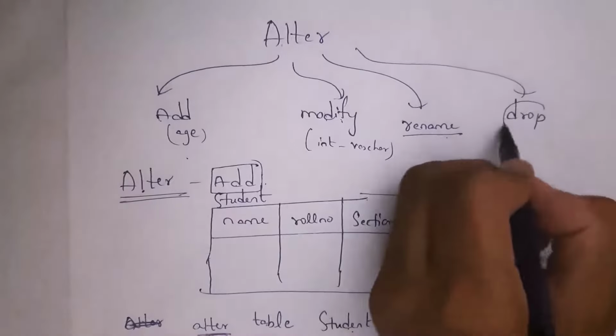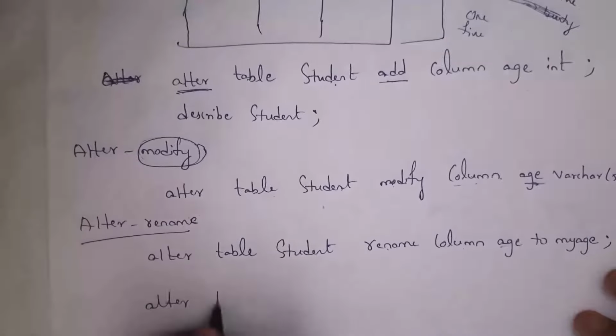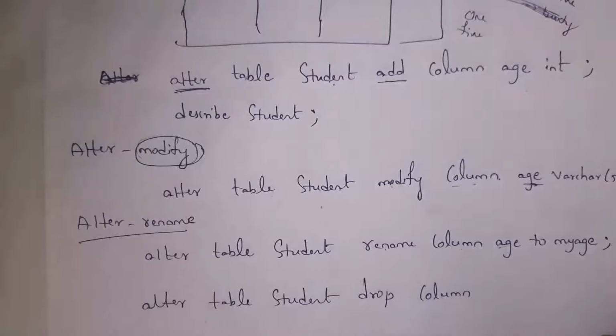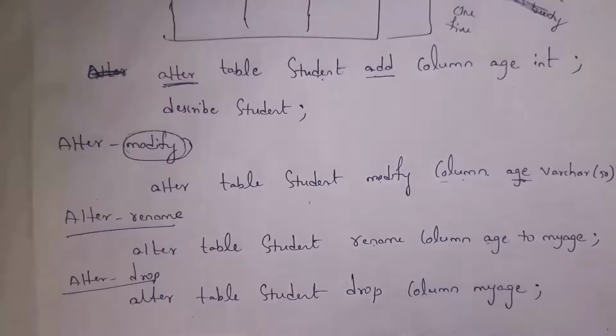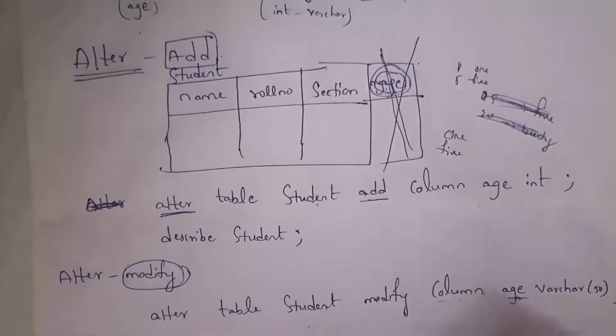And the last one is drop. I want to delete this my age column. So just write alter table, table name is student, drop column, my column name is my age. So just write here my age and at last give a semicolon. Alter table, table name, drop column, column name. So whenever you write this line of code and click enter, my age column is removed. Now there are only 3 columns.